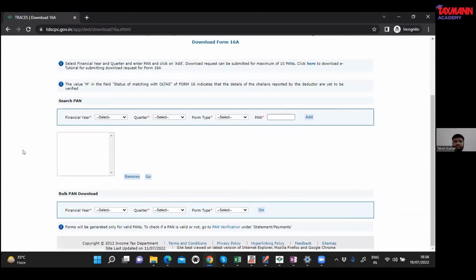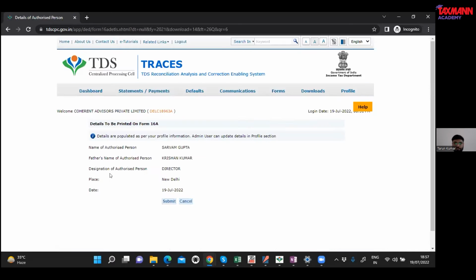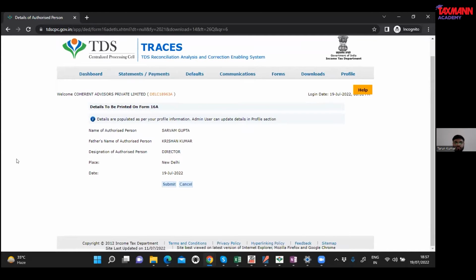The other alternative and better option is bulk PAN download. You can download for all the deductees in a single go. Okay. For example, I am selecting the financial year 21-22, which was the last financial year, and then quarter 4, Q4, and then I will select form 26Q. Then you need to click on Go, right? So these will be the details which will be printed.